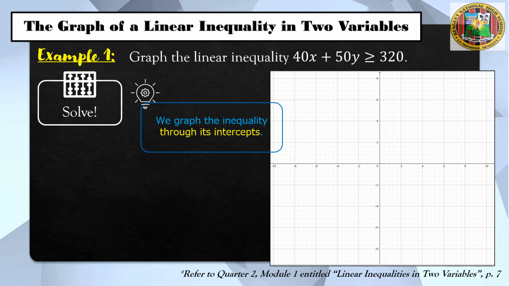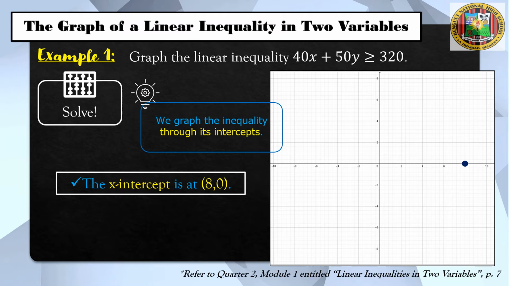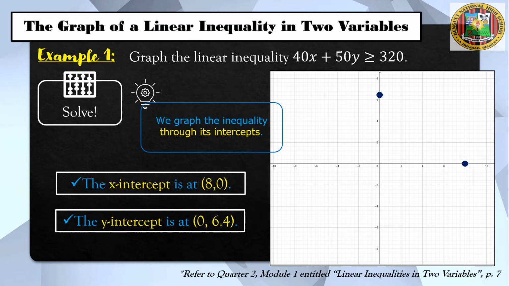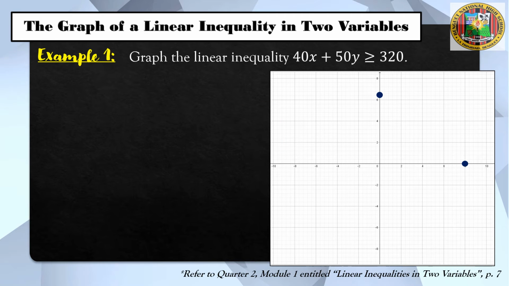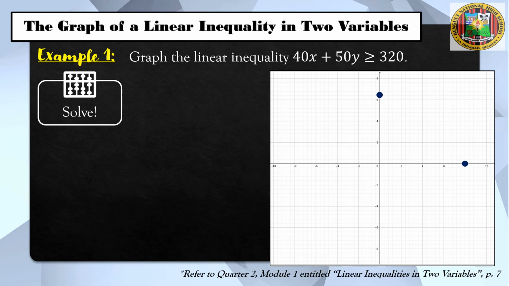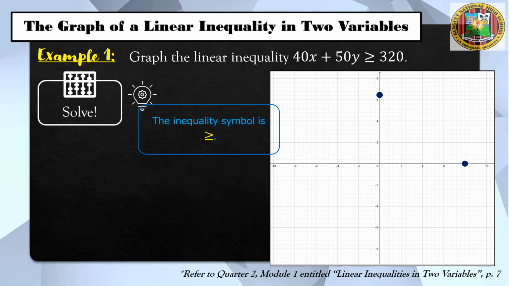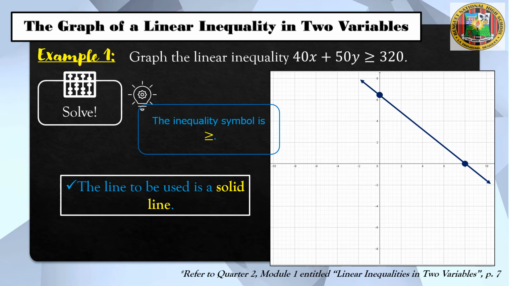Let's plot the intercepts on the Cartesian plane. We solved for the x-intercept, which is at (8, 0). We also solved for the y-intercept, which is at (0, 6.4). To decide which line to use in the graph, we look at the inequality symbol used. The inequality has greater than or equal to, which means that the line that the graph is going to use is a solid line.